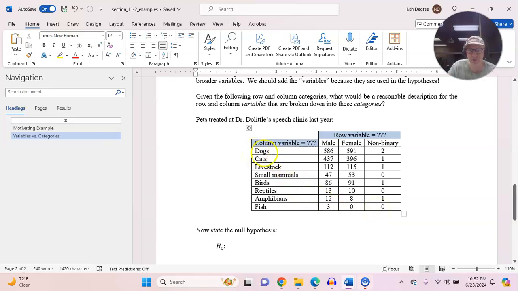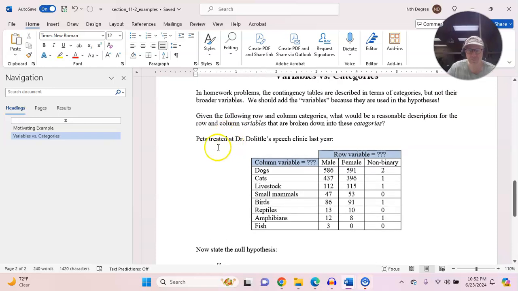Furthermore, the pets are also broken down into several rows, such as dogs, cats, livestock, and all the other categories that you see here. So, for example, there were 8 female amphibians. My question to you is, given the following row and column categories, what would be a reasonable description for the row and column variables that are broken down into these categories?